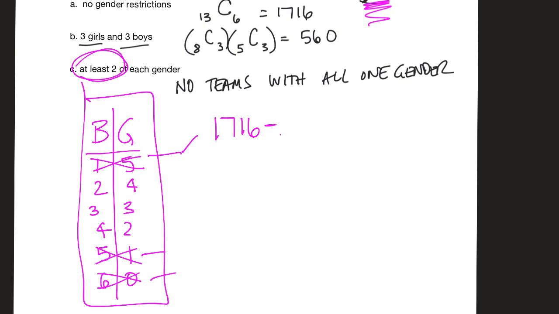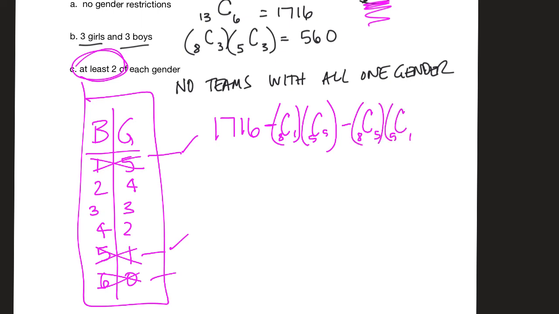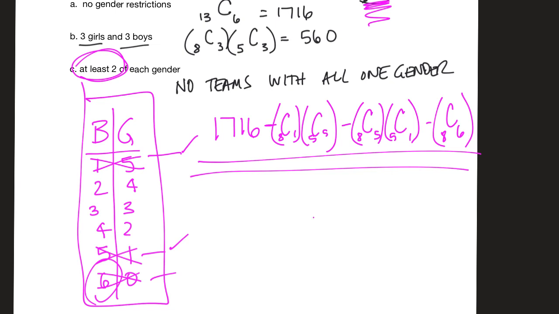So for the top one, I'm going to do this one first. That means out of the 8 boys, I would have to choose 1, and out of the 5 girls, I would have to choose 5. I need to take those away. Then this one next, out of the 8 boys, I would have to choose 5, and out of the 5 girls, I would have to choose 1. And then for this last one, if it's all 6 boys, that means out of the 8 boys, I would have to choose 6. And if you put this big calculation in your calculator all at once, you'll figure out that there are 1,400 ways that you can pick having at least 2 of each gender.